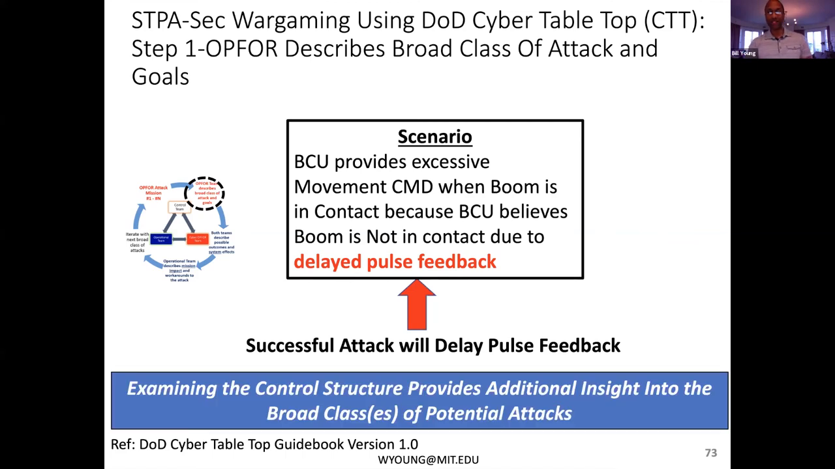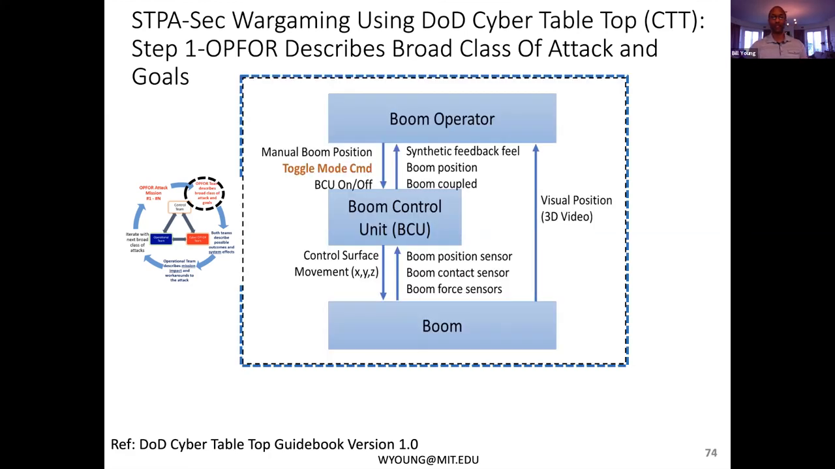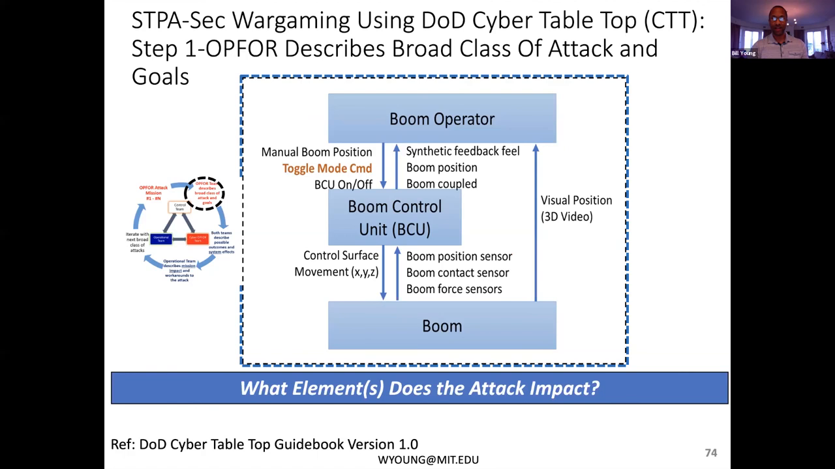So it gives you insight into broad classes of potential attacks. Let's see how we can take that and gain some insight into what broad classes of attack might bring this about, using what we've already done. This is our control structure that we've already built. Again, I'm just bringing that over. So what elements does that attack impact?